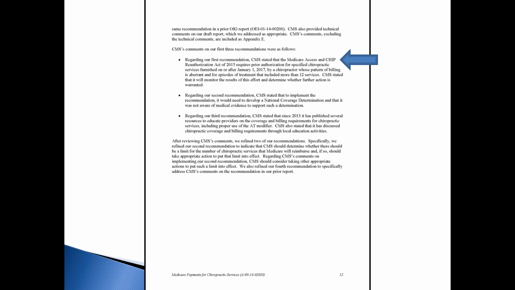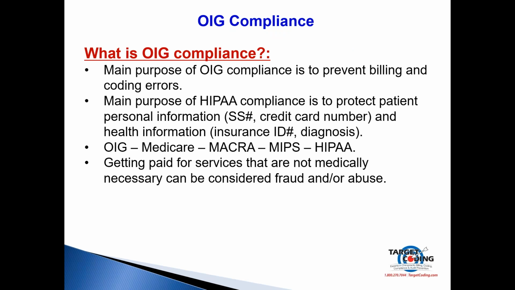But because of the most recent findings by the OIG, there's probably going to be more audits occurring. There's a big audit going on right now in a few states. So you just need to be careful and make sure you have Medicare policies and procedures. So the main purpose of Medicare compliance, OIG compliance, is to prevent billing and coding errors. The main purpose of HIPAA compliance is to protect patient personal information like their social security number, their credit card numbers, and health information like their insurance ID numbers and diagnosis. So OIG, or Medicare compliance, is all about preventing billing and coding errors. HIPAA is about protecting patient information.